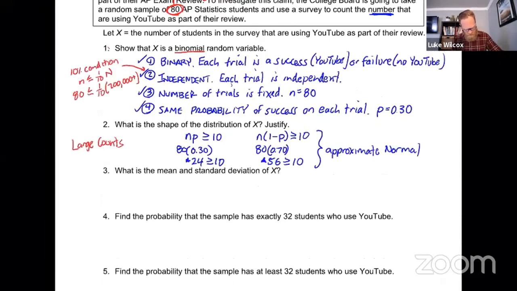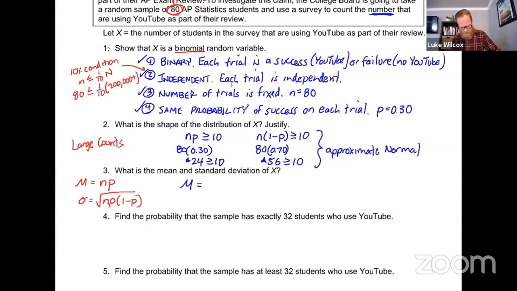The mean from our formula sheet of a binomial is n times p, and the standard deviation is the square root of n times p times 1 minus p. And so now it's just a matter of plugging in some values and seeing what we get. So let's start with the mean, which is n times p.